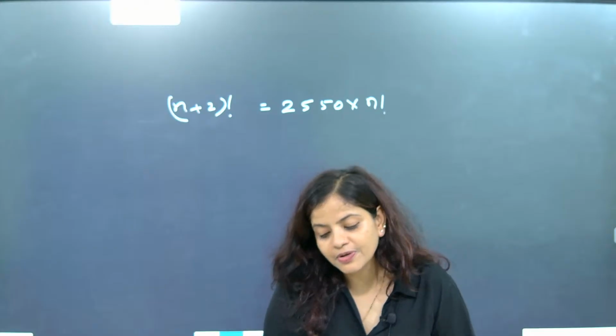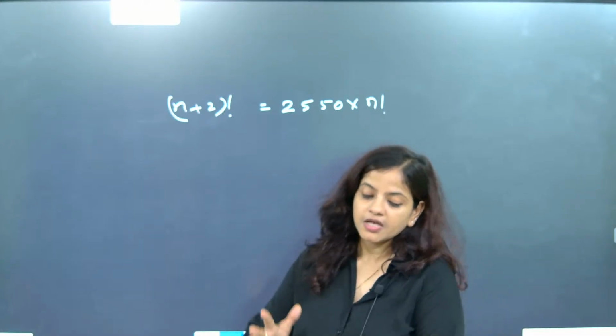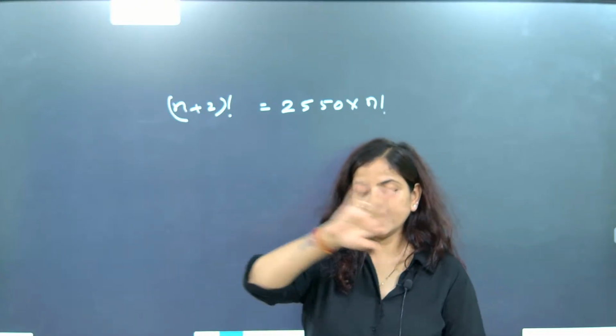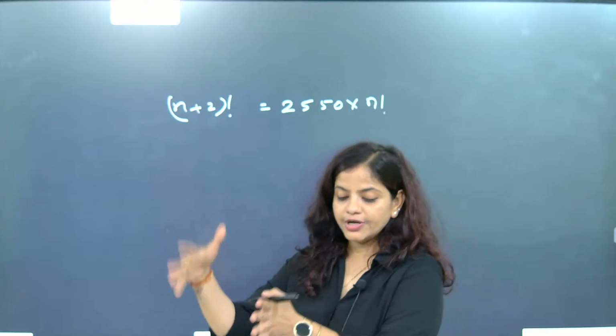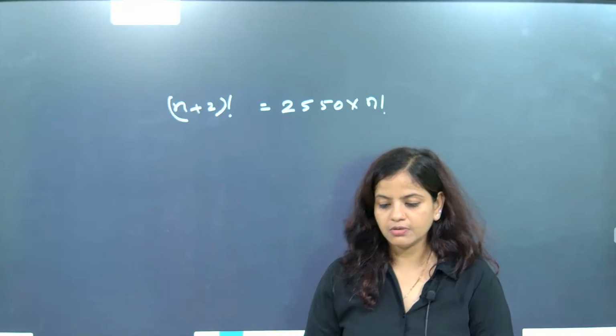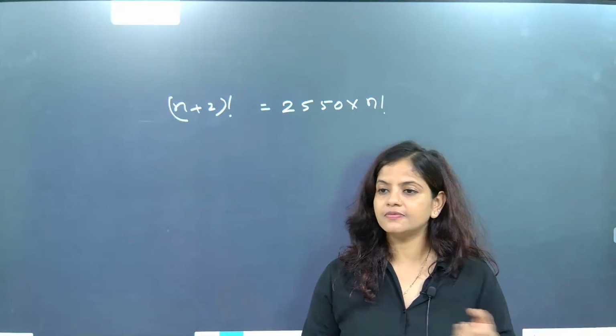I taught you one simple method. That simple method was that whenever n factorial is here and n plus 2 factorial is there, we need to reduce it. We need to reduce it. Okay? Which side are you going to reduce? Think.